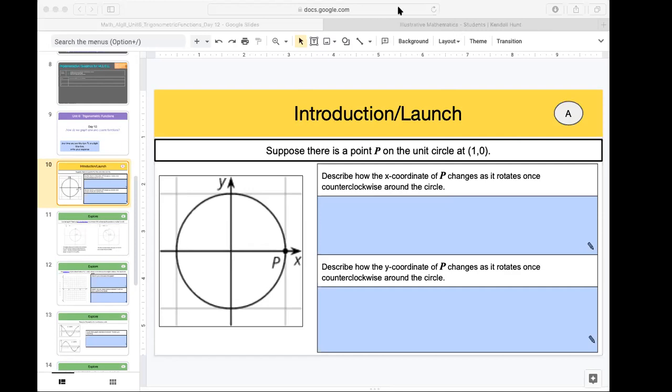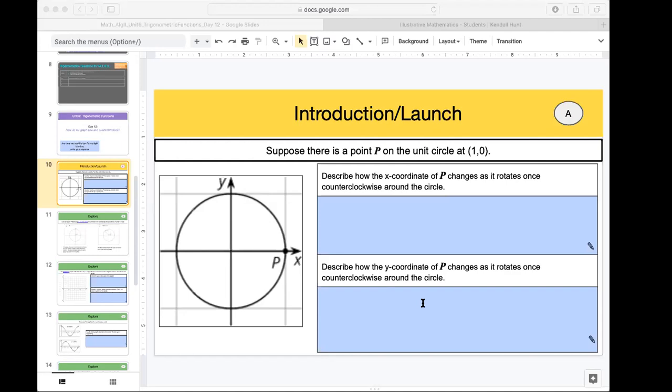What you'll notice here is that you do have a unit circle and there's a point at (1, 0), point P. Students are asked to describe how the x coordinate of P first changes as it rotates once counterclockwise around the circle, and then also how the y coordinate of P changes as it rotates once counterclockwise around the circle. Again, you want to definitely invite students to really share their responses.